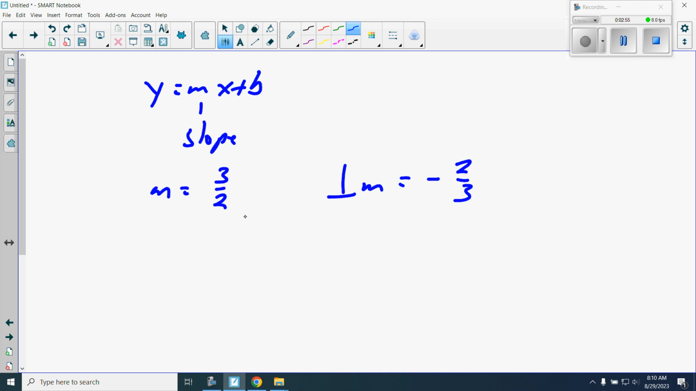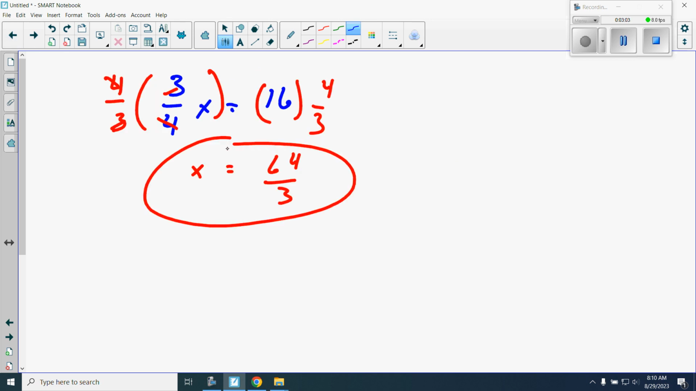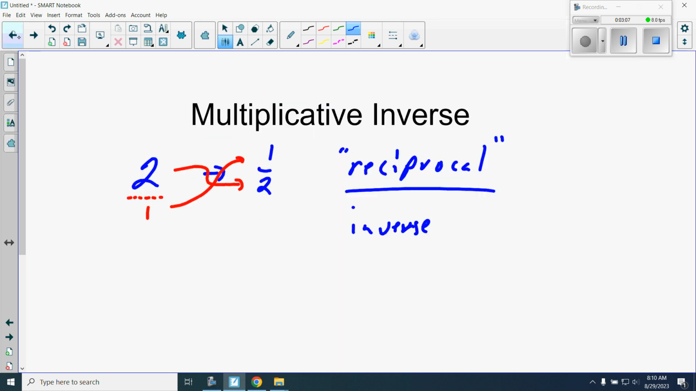So as you can see, we will use the multiplicative inverse in a couple different fashions. One's when we talk about perpendicular lines, the other one's when we solve and we have to divide off fractions from our variable. Once again, our multiplicative inverse.